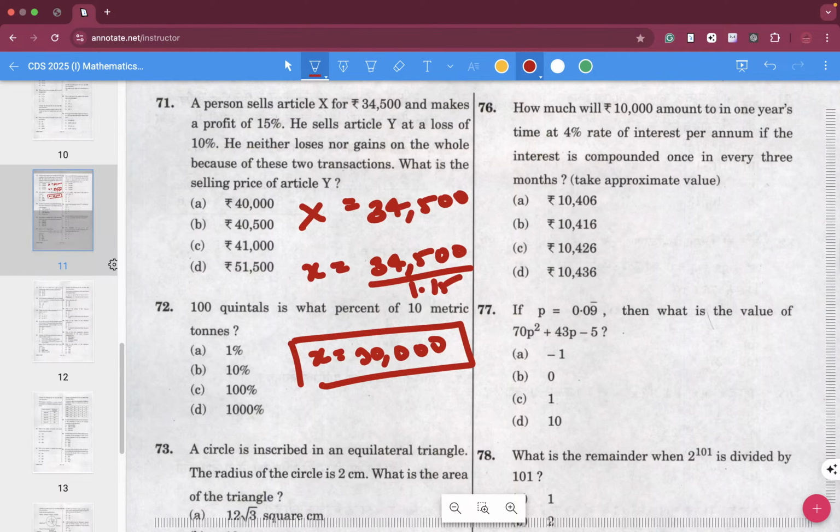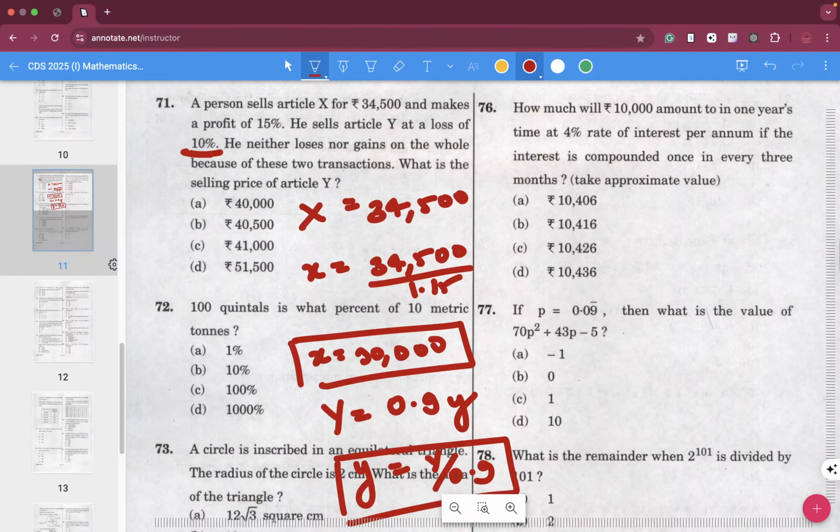Let's say he sells the article y at a loss of 10%. If he sells the article y at a loss of 10%, I am saying the selling price of y is capital Y. I have taught you the concept of the multiplying factor: 10% loss means the multiplying factor is 0.9. So small y into 0.9 is equal to capital Y, which means small y is equal to capital Y divided by 0.9. Now let's keep this observation aside.